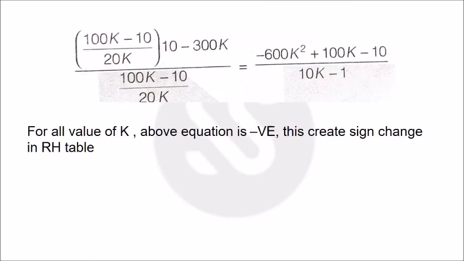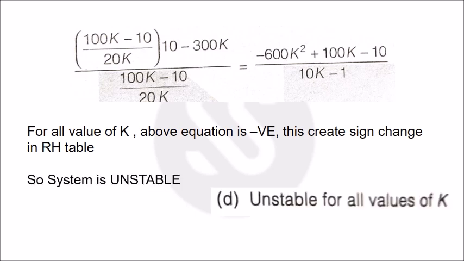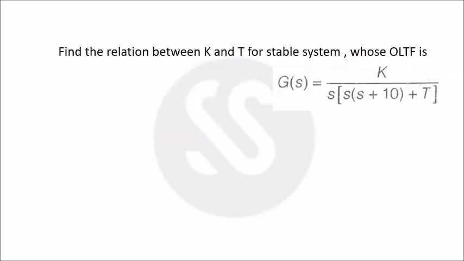Fine. So you understood that for all values of k, the above expression is negative. So this creates a sign change in the Routh table. If there are sign changes in the Routh table, then right hand poles exist and the system is unstable. Okay, so option D is the right answer, which is nothing but unstable for all values of k. Okay, so fine, let's try to solve one more problem.